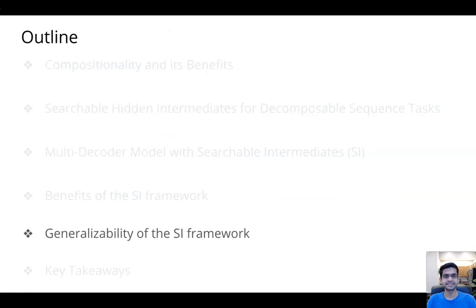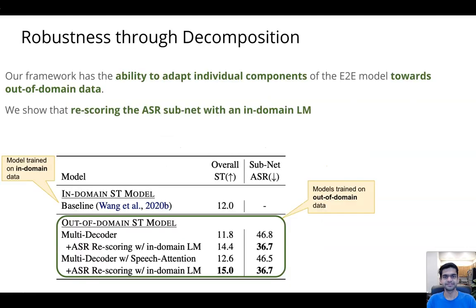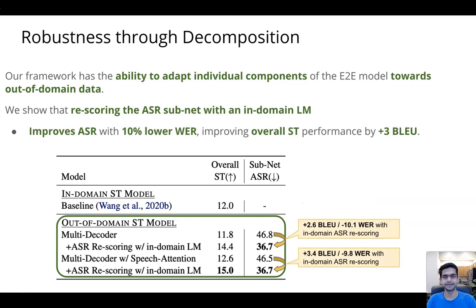Next, in our penultimate slide, we discuss the generalizability of our framework. Our framework has the ability to adapt individual components of our end-to-end model towards out-of-domain data. We show that rescoring the ASR subnet with an in-domain language model improves ASR by around 10 word error rate, improving the overall ST performance by around 2.4 BLEU. Compared to an in-domain ST baseline, our out-of-domain multi-decoder with in-domain ASR rescoring demonstrates the robustness of our approach.